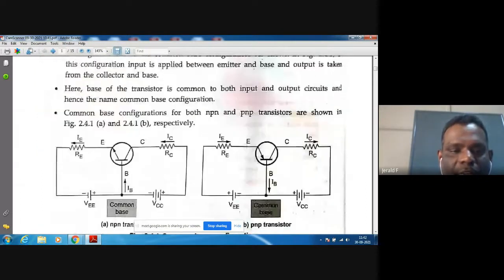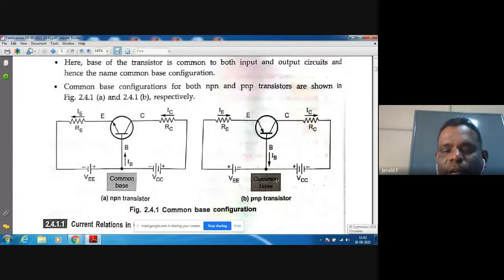Suppose we check the diagram. This is the base. The emitter is negative and the base is positive, so the emitter base junction is forward biased. The collector is positive with respect to the base, so the collector base junction is reverse biased. In any transistor, the emitter base junction is forward biased and the collector base junction is reverse biased. The same applies to the PNP transistor.